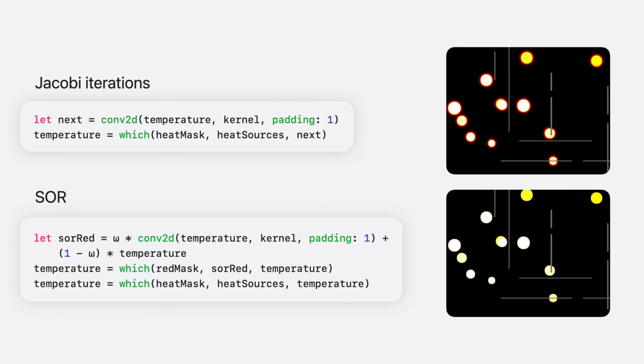Let's see the difference. The Jacobi and SOR code are nearly identical, and they closely match the math. Let's see how these run.